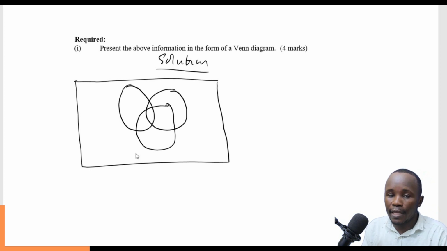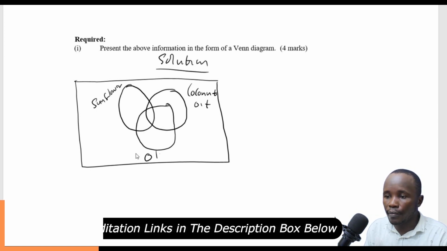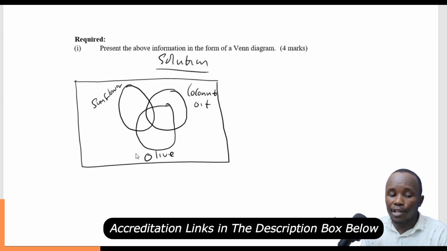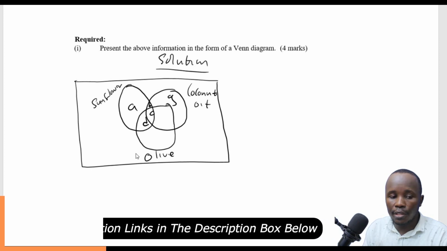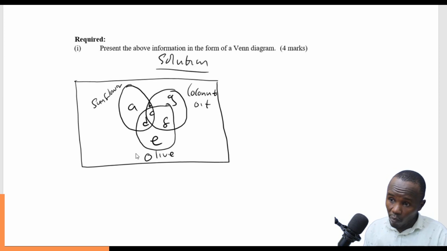With these 3 sets, I'm going to name this one sunflower, this one coconut oil, and this one olive. We need to introduce letters. So we shall have A, B, then C, D, then G, F, and then E. Of course, outside here we shall have H.